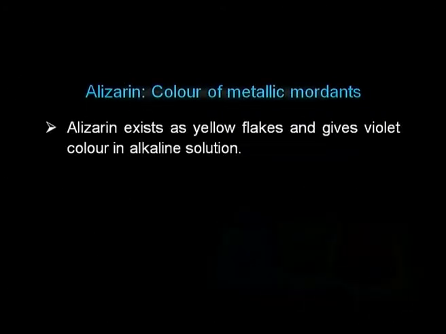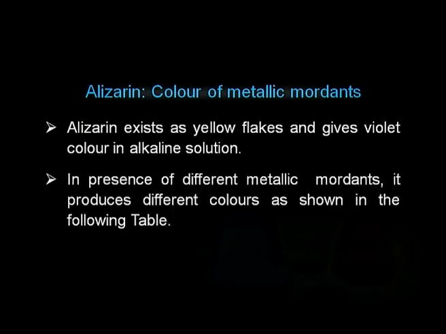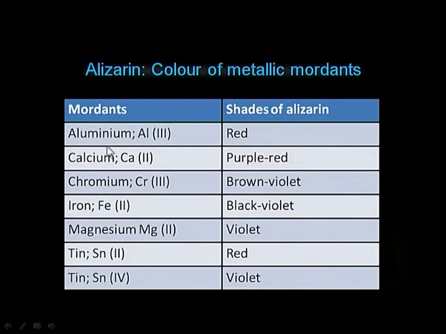Alizarin exists as yellow flakes and gives violet color in alkaline solution. In the presence of different metallic mordants, it produces different colors as shown in the following table. You can see here that if we use an aluminum mordant, then the color of the dye with alizarin becomes red. But if the mordant is different, you can see a whole range of colors from purple to brown to black to violet and red is possible. So, we can choose the mordant and accordingly the color of the dye will be developed onto the surface of the fiber or material to be dyed.